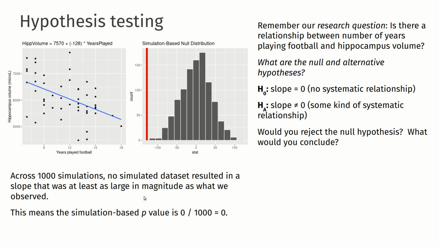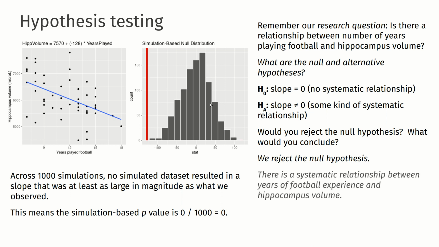So based on this very low p-value here, we would reject the null hypothesis. We would say, nope, these data would be very unlikely if the null hypothesis were true, because these are the slopes that we would expect to see if the null were true. This is what we actually saw. It's way outside this distribution. And we would conclude that there is, in fact, a systematic relationship between years of football experience and hippocampus volume based on these data.